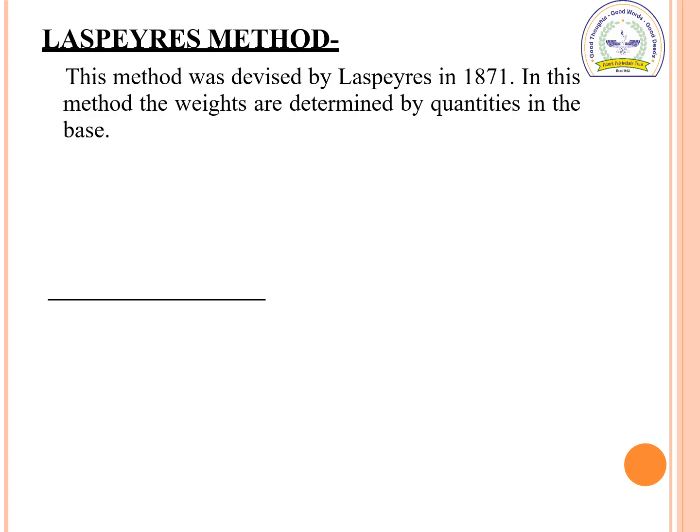Now we will see Laspeyres' index method. This method was devised by Laspeyres in 1871. In this method, the weights are determined by quantities in the base year. The formula for Laspeyres' index method is summation P1 Q0 divided by summation P0 Q0 into 100.